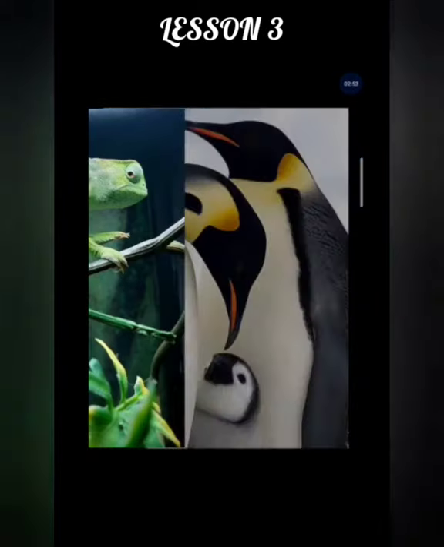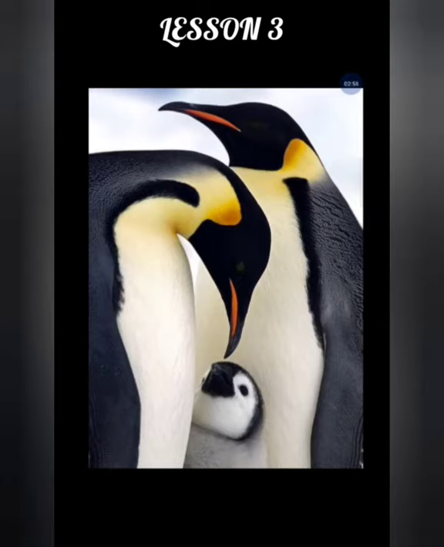First one is penguins. Have you ever seen penguins? You can see them on Animal Planet. It lives in the Antarctic region. Penguins live in the Antarctic region, very icy regions. Penguins have wings like flippers to help them swim better.